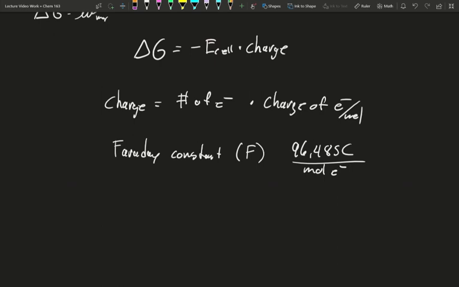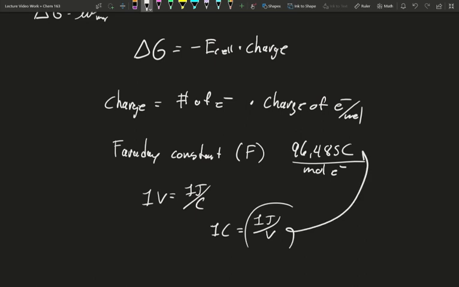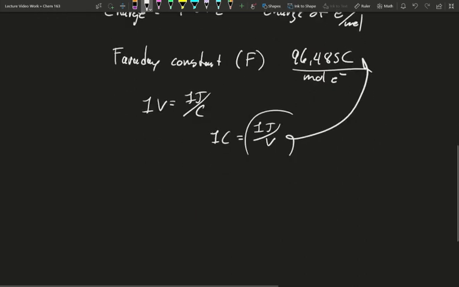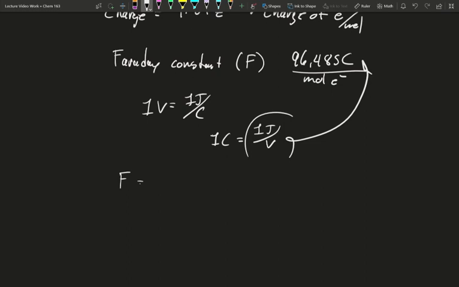Since remember that 1 volt is equal to 1 joule per coulomb, we can rearrange this a little bit and say that a coulomb is equal to 1 joule per volt, which we can substitute in here. So another form of our Faraday constant is 96,485 joules per volt per mole of electrons.